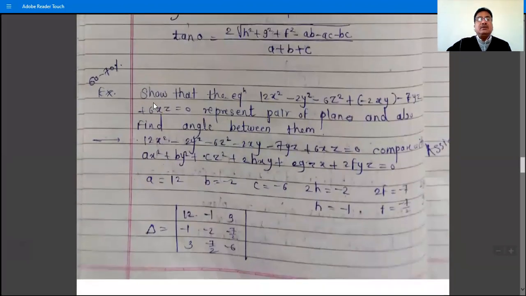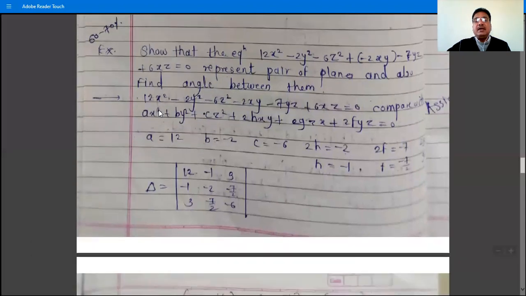So the question: show that the equation 12x square minus 2y square minus 6z square minus 2xy minus 7yz plus 6xz is equal to 0 represents a pair of planes, or two planes. So this is the homogeneous equation of second degree, and also find the angle between them. Compare this equation with ax square plus by square plus cz square plus 2hxy plus 2gzx plus 2fyz is equal to 0. What do we have?